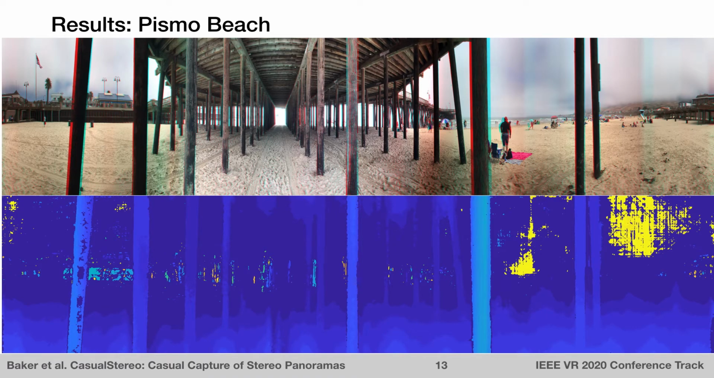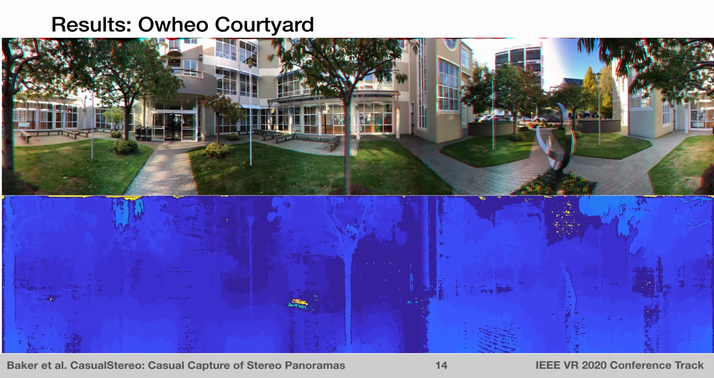Here's a sequence taken under the Pismo Beach Pier, and you can see the pylons are well reconstructed. This was a difficult sequence because there was little texture to use for feature matching, and because of the sandy ground underneath us, it was kind of hard to do a level capture. And finally, here's one more example of the Oweek Courtyard at University of Otago, and this is actually where we did the user study that I'll discuss in just a minute.